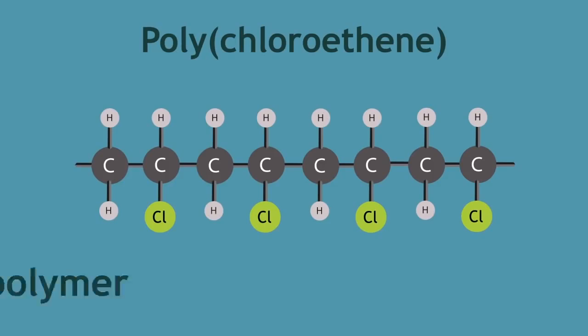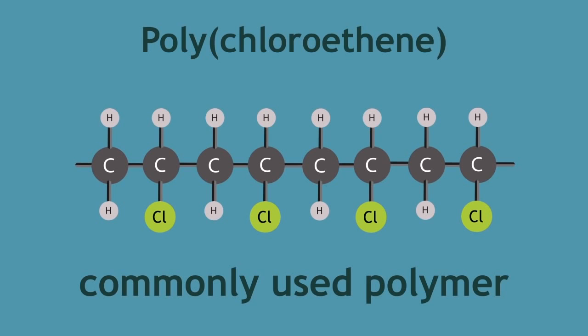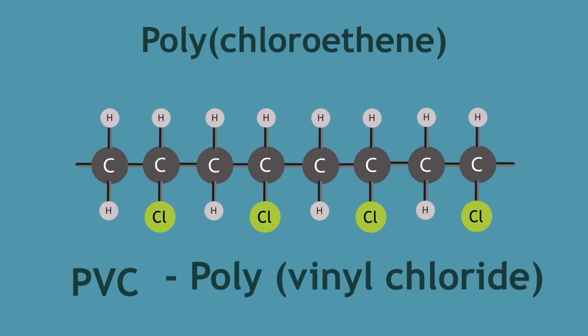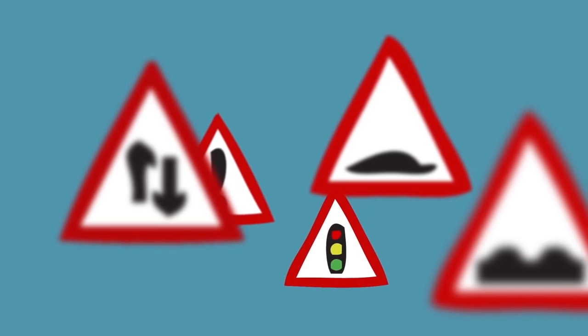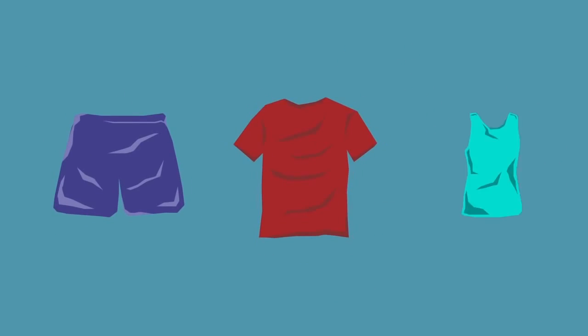Polychloroethene is a very commonly used polymer, and it is likely you will have heard of it by its old name PVC, polyvinyl chloride. It is used in plastic PVC windows and doors, and it is also used in pipes, signs, and even in clothing.